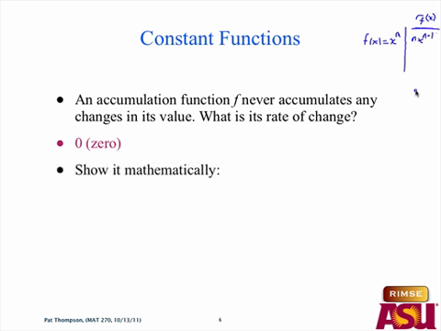Okay, so let's show it mathematically. How are we going to show it mathematically? First of all, how could we describe an accumulation function like this? It never increases in value or decreases in value. Therefore, that function must be equal to some constant value, right? So what does this function say about what to do with the input to get the output? No matter what the input is, the output's just a constant value.